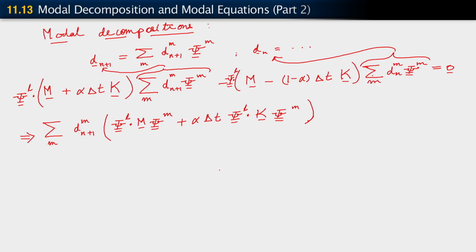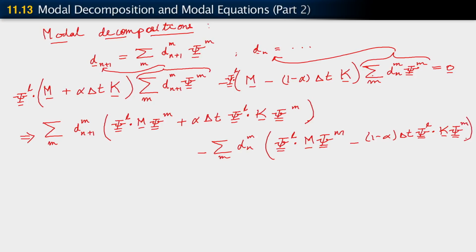All right, all of this minus sum over m, d n m, we open parentheses here, psi l dot m psi m minus 1 minus alpha delta t psi l dot k psi m. Okay, all of this equals now, what is it? Vector or scalar? 0. Scalar 0.